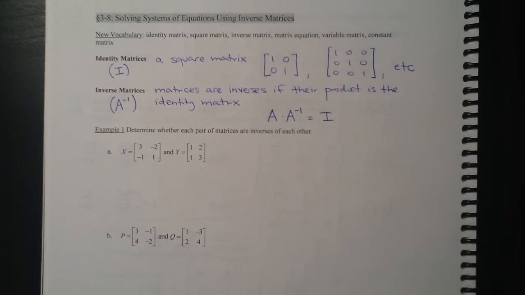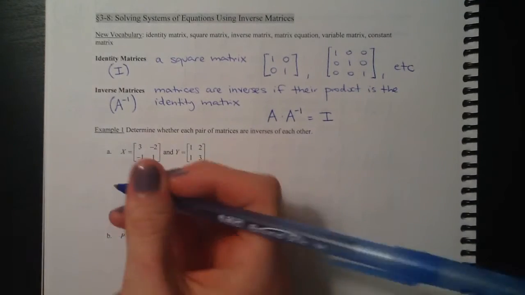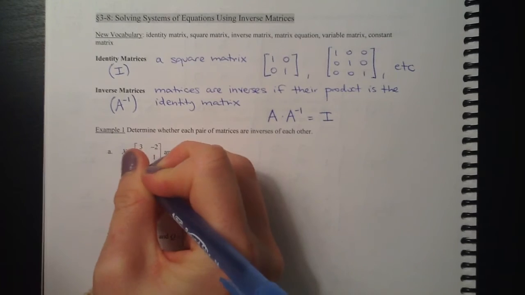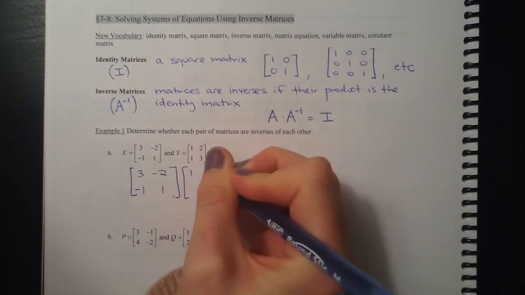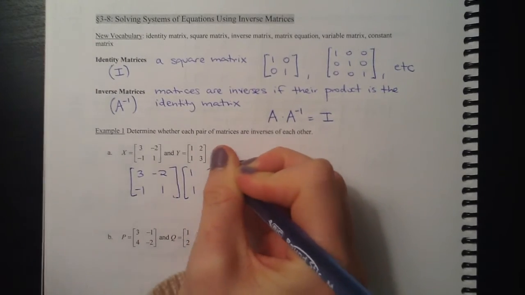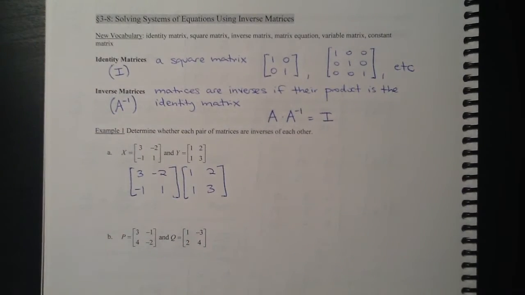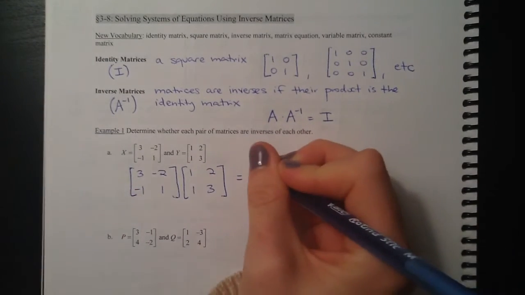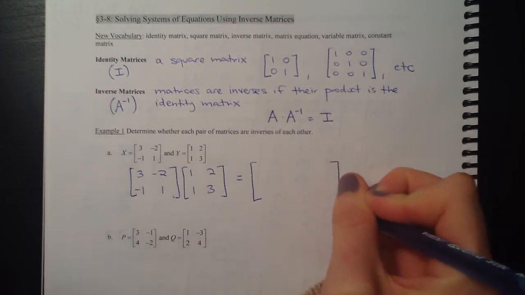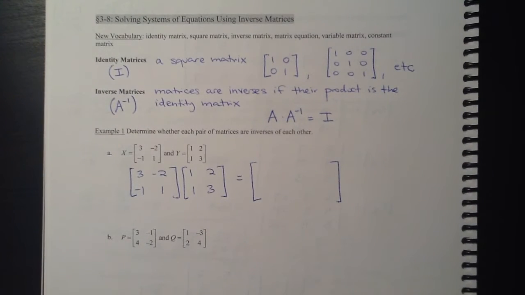So for example 1, first we're going to determine whether they're inverses of each other. When we multiply one by the other, we should get the identity. So we multiply 3, -2, -1, 1 by 1, 2, 1, 3. This is the flashback to 3.6, multiplying matrices together. Since this is a 2 by 2 and this is a 2 by 2, we know our answer is going to be a 2 by 2. Leave some space for the adding and multiplying.